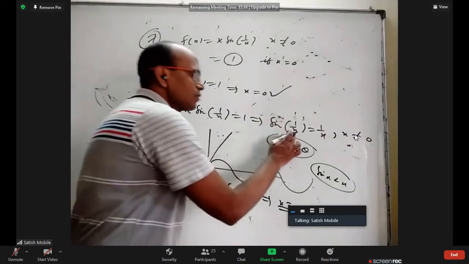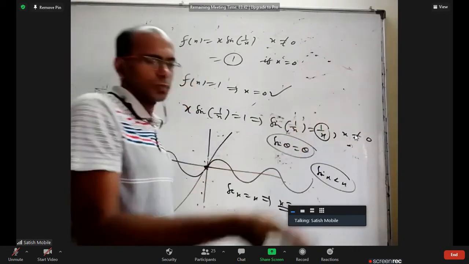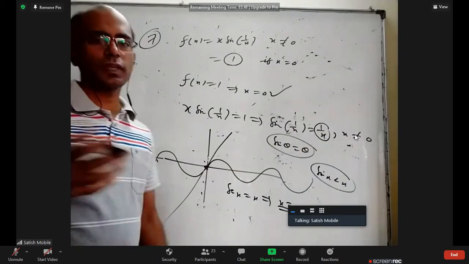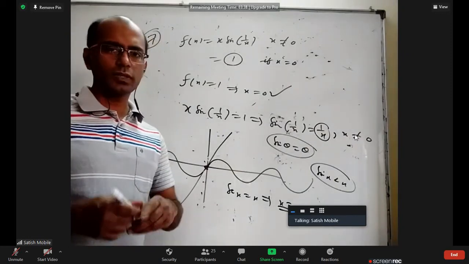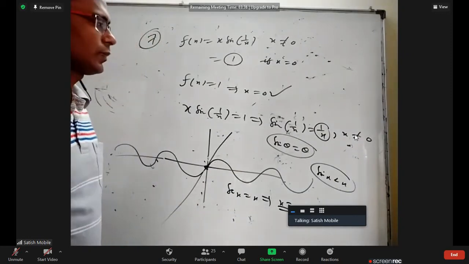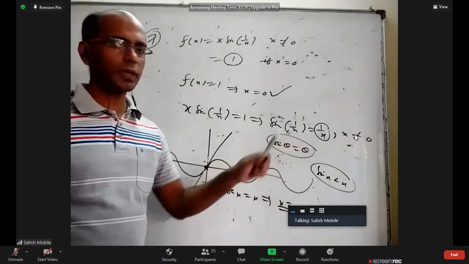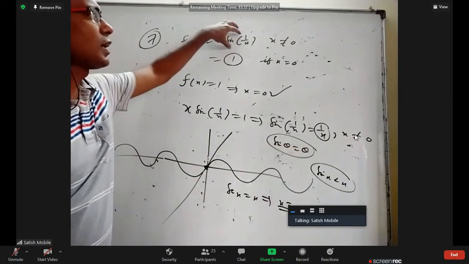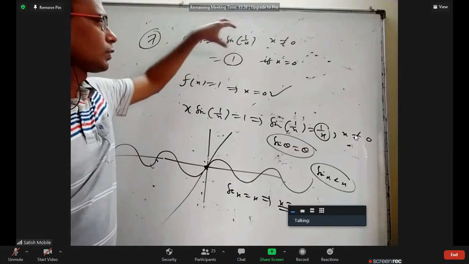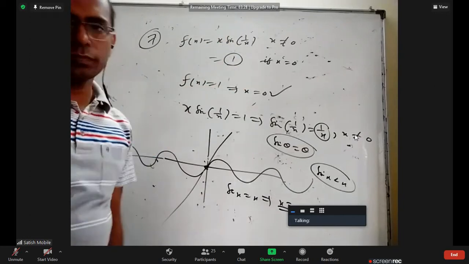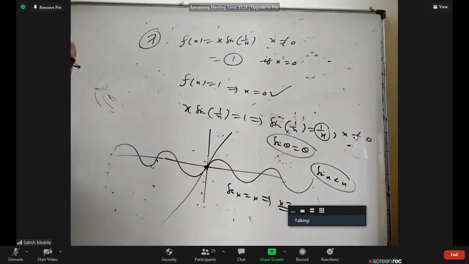So if you want sine 1 by x equal to 1 by x, 1 by x should be 0. But 1 by x can't be 0 because for that x should be infinity. But that is like an open interval. We don't talk about infinity. So sine 1 by x equal to 1 by x has no solution. So this part can never be equal to 1. This part can be 1. Already it is there. Okay. Is it all right, 7?